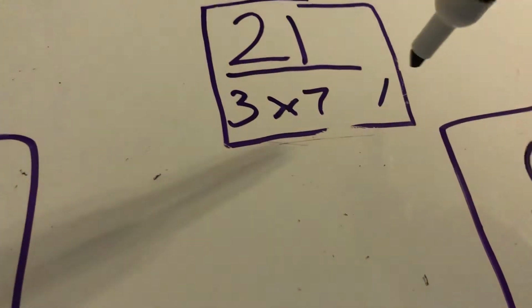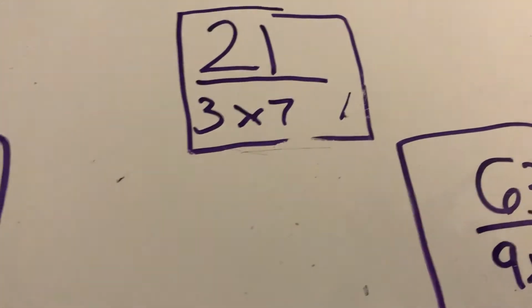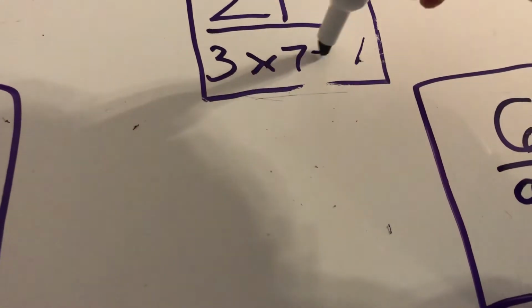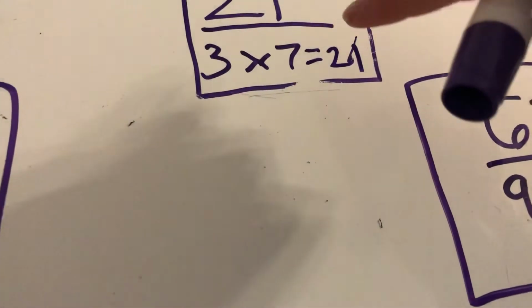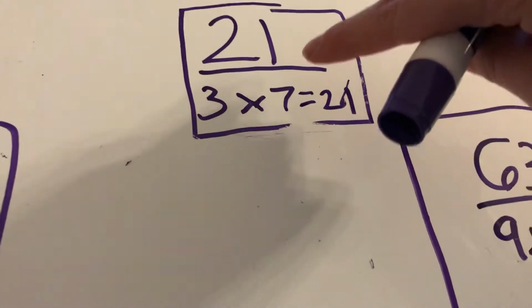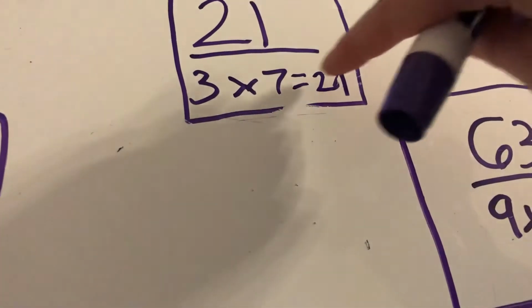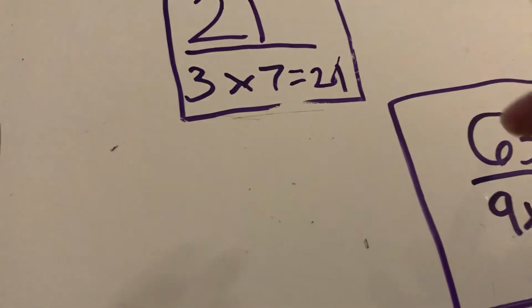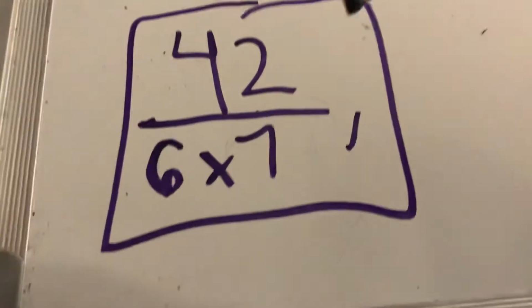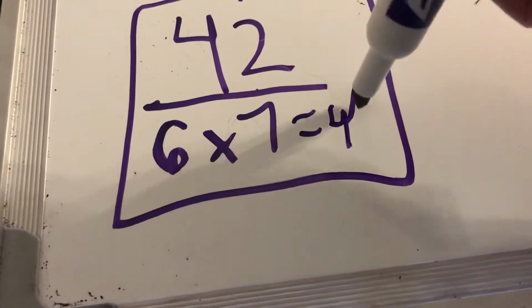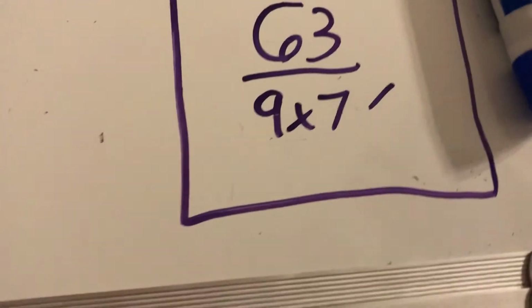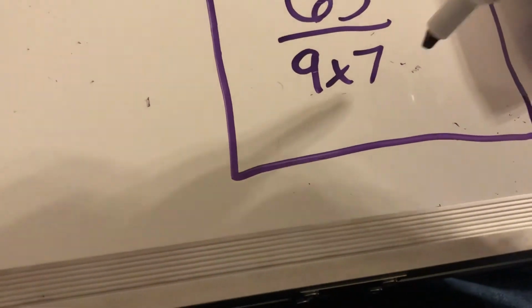So first, this box here is really saying that 3 groups of 7 is equal to 21, right? Because we just wrote the expression underneath our product, right? But when we make this an equation, the answer is 21. We can do the same for these other ones, okay? So 6 groups of 7 is 42. And 9 groups of 7 is what? 63.